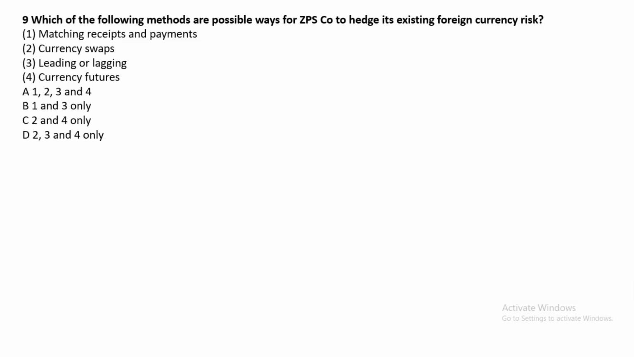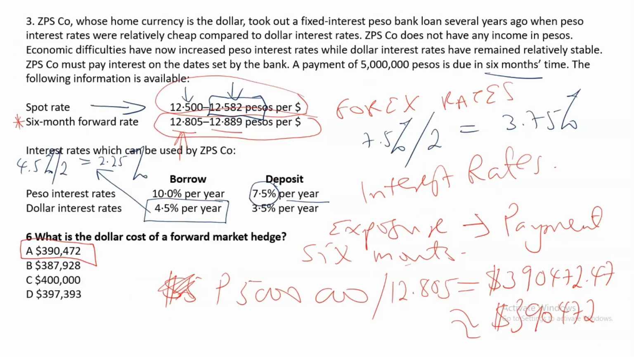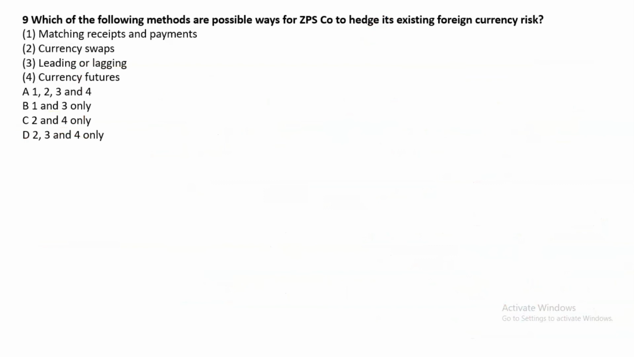We have read in the question that they were not having, at the moment, any income in the pesos, which means there were no receipts at the moment. So we couldn't match the payment with any receipt. So in that regard, matching is wrong. So anything that has got a one is wrong. So you're left with the C and D.